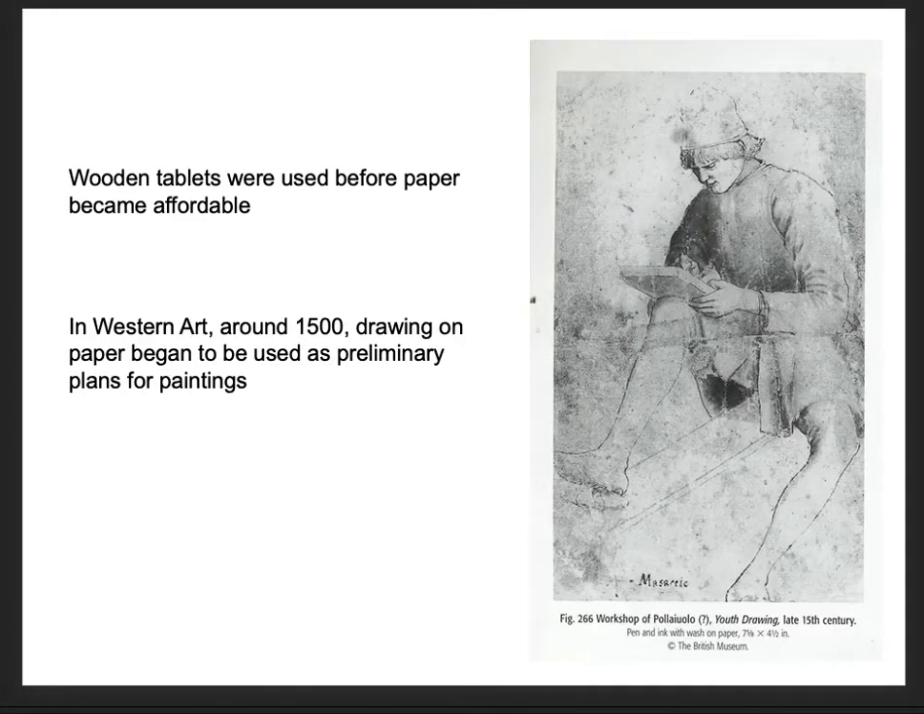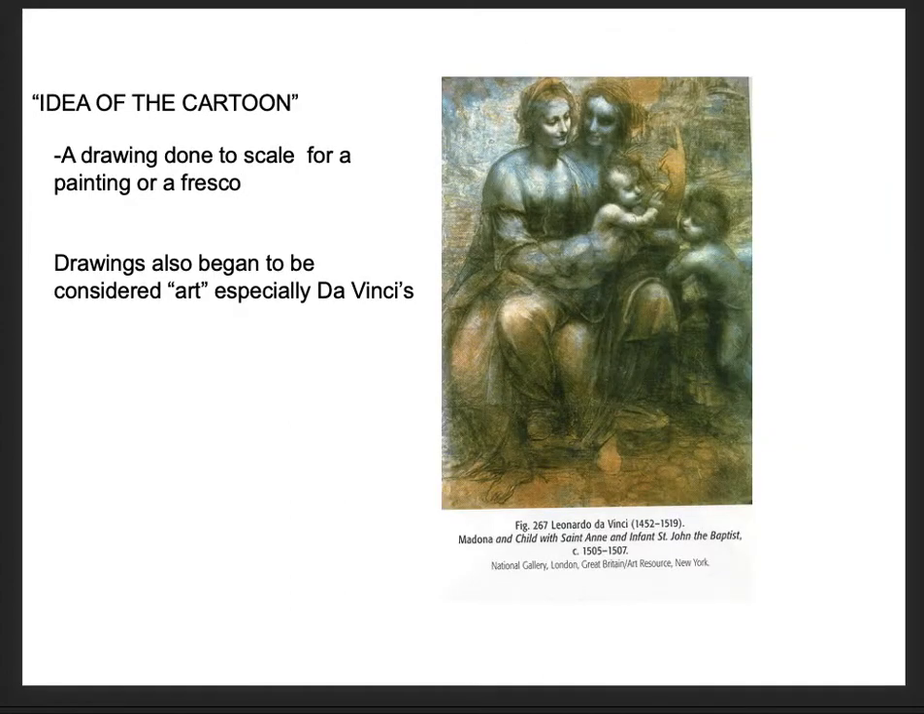Typically, wooden tablets would have been used before paper. It was very expensive. Paper, as you know, good paper is made out of cotton. So around 1500 or so, people actually started to work on paper, which is why we have evidence of those drawings. The cartoon as a concept actually comes from the transfer of drawings for the plotting of a painting.